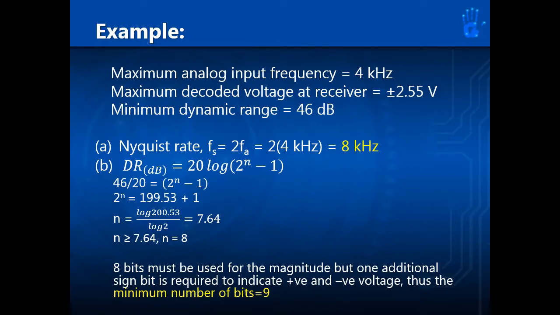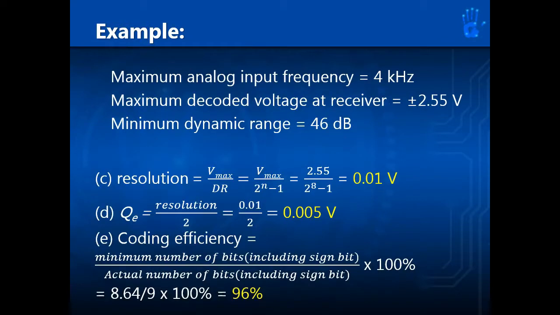We can see here that 8 bits must be used for the magnitude, but one additional sign bit is required to indicate positive and negative voltage levels. Thus, the minimum number of bits is 9. So answer to letter B is 9. Next, let's find the resolution.